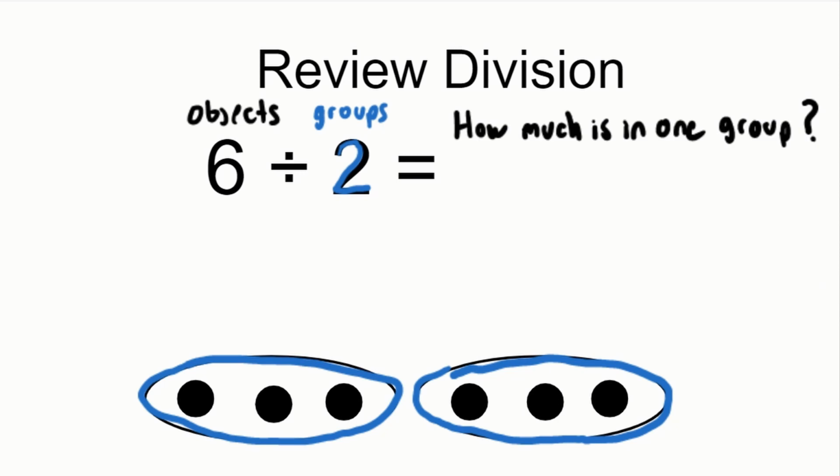The answer to a division problem is how much is in one group. So in one of these groups, I see that I have 3 objects. So the answer to my division problem is 3. I have 3 objects in one group. Using this visual, let's go and see if we can interpret dividing by fractions.